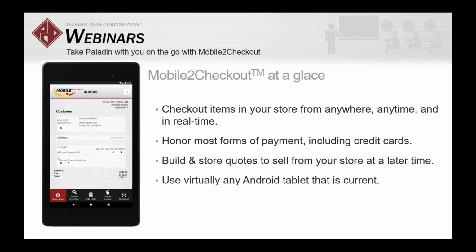Okay, the Mobile2Checkout at a glance. You can check out items from anywhere in your store at any time in real time. So literally, you can take this thing out to the parking lot, throw a bunch of items and product in your trunk, take it to the flea market, drive across state, whatever you need to do. You can sell products from your store, from anywhere, using this Mobile2Checkout device.